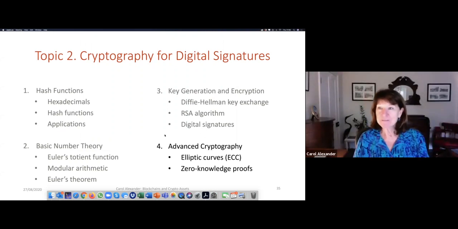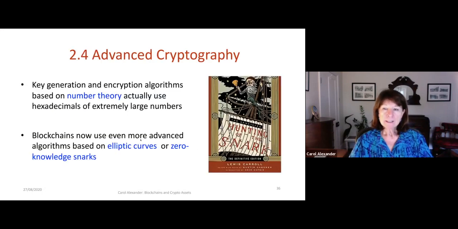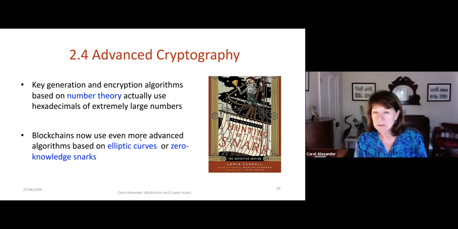Because it is really advanced cryptography, we won't be able to go in depth as we did with the previous video. The key generation and encryption algorithms that are based on number theory, as I said, actually use extremely large numbers that are in hexadecimal form for blockchains, but they can be broken. Even, I'm going to talk about elliptic curve cryptography, even that can be broken nowadays.